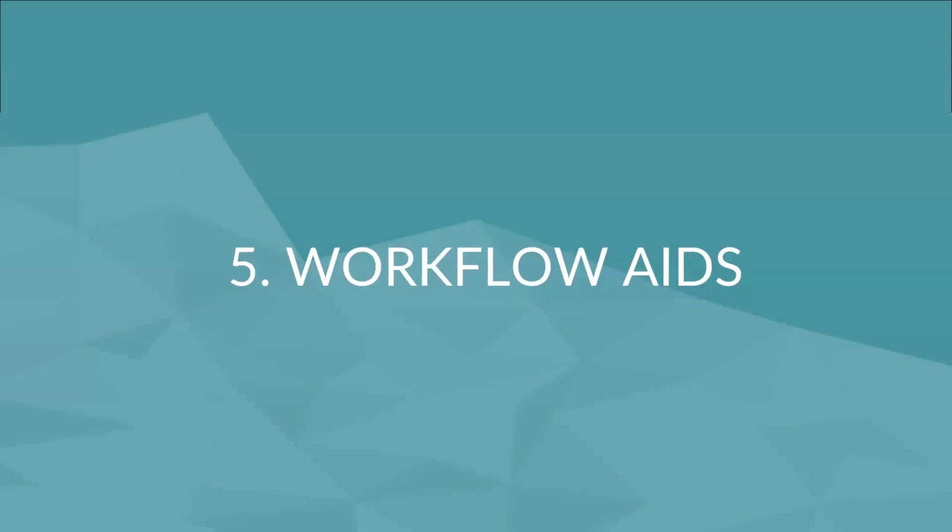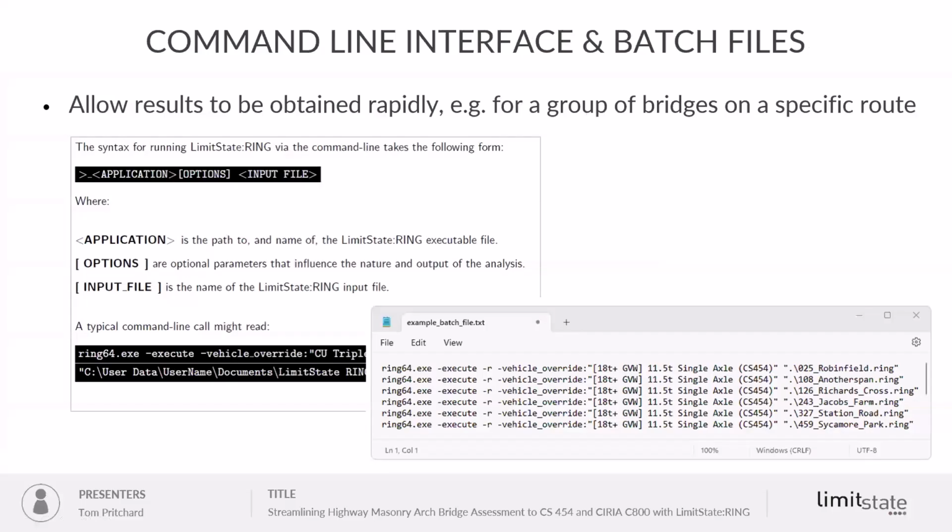So a little bit about the workflow aids. I'm conscious time is going on, so I'll try and be quick with these. So first off, we have a command line interface and batch files. So one of the things we can do with Ring is allow results to be obtained rapidly by running the software through the command line without a user interface in it, and just getting the raw output from it on screen or in a log file. This is an example of it here in front of us.